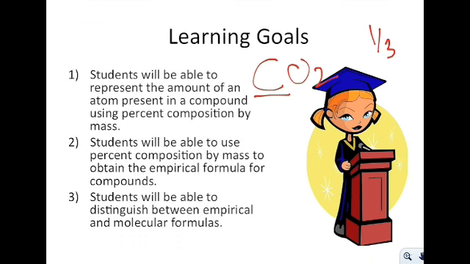We also want you to be able to use percent composition by mass to obtain an empirical formula. And we also want you to be able to distinguish between what's called an empirical formula and a molecular formula. There's a big difference between those two that we need to talk about.